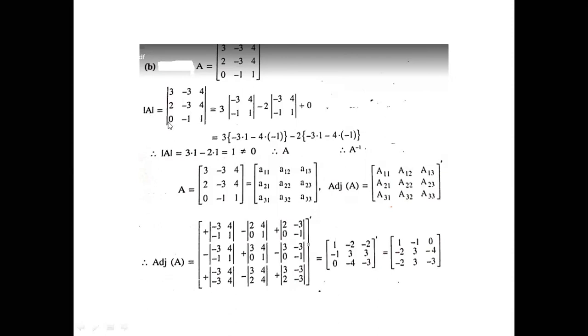So we have to check. At first we have to find out the determinant of A. The determinant of this 3 by 3 matrix can be found out in the following way. So 3, and we cancel out this column and this row. What remains? Minus 3, 4, minus 1, 1, and here is plus, here is minus 2. This row is cancelled out, and this column is cancelled out. So what remains?